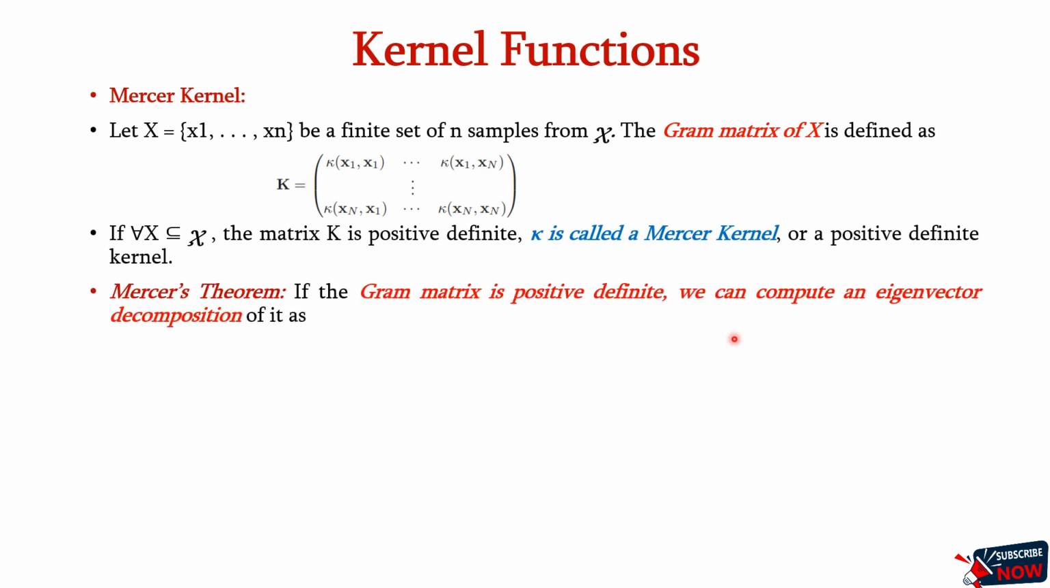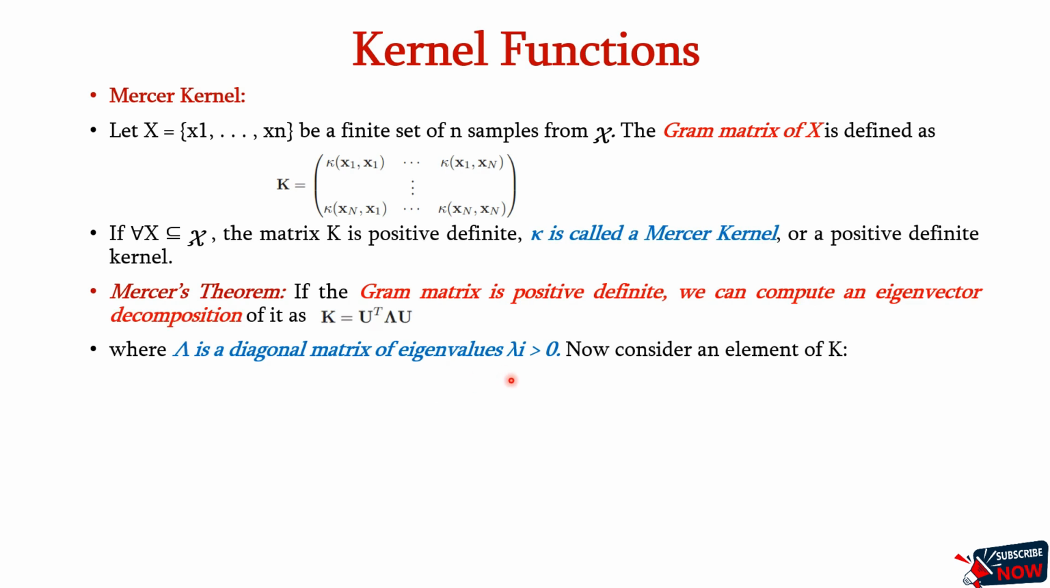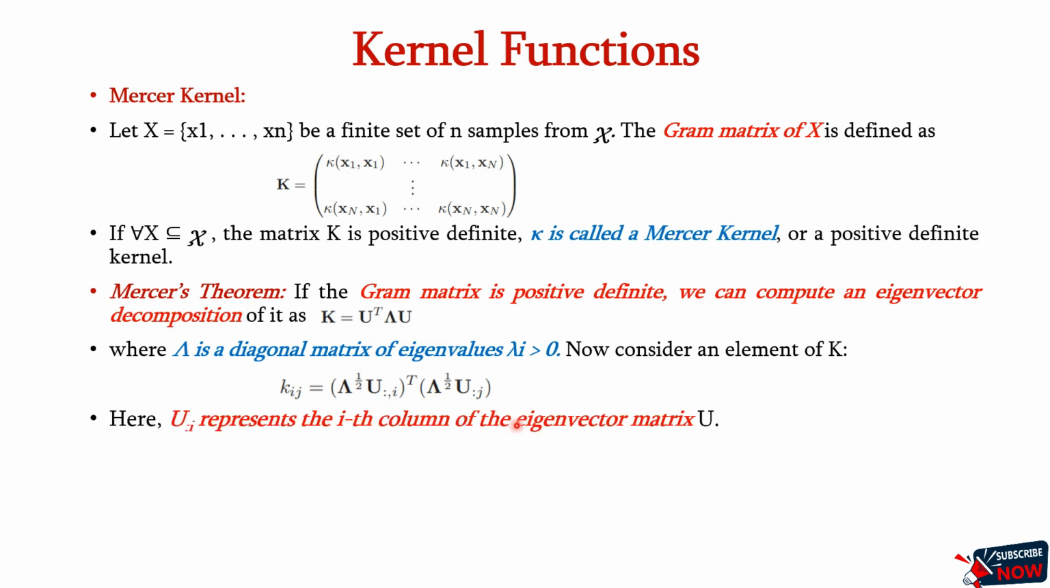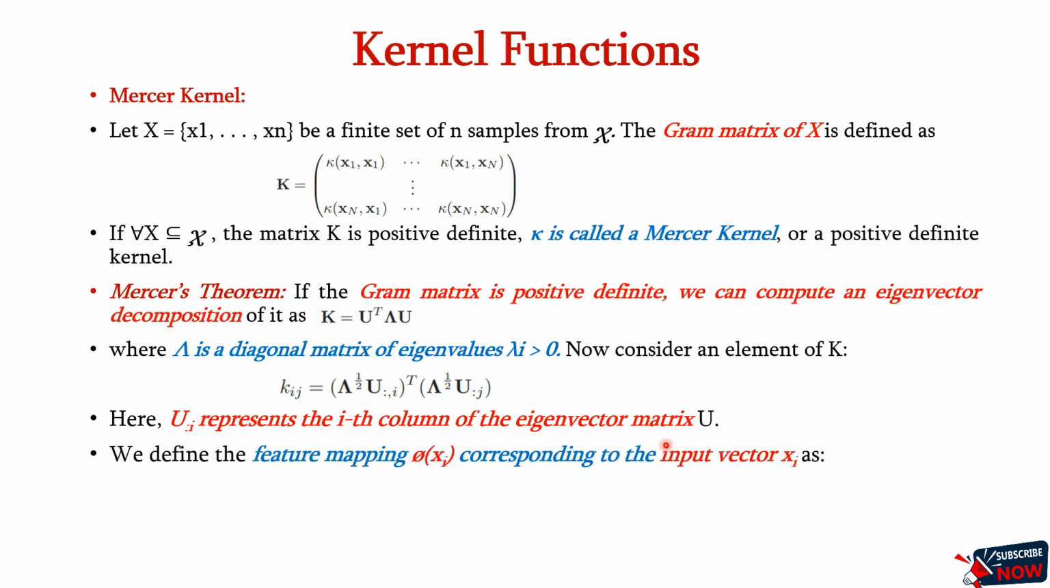We can express this Mercer kernel using Mercer's theorem. If the gram matrix is positive definite, we can compute an eigenvector decomposition of it as shown in this equation, that is K is equal to U transpose into diagonal symbol U. So this symbol indicates the diagonal matrix of eigenvalues where lambda is greater than 0. Now if we consider an individual element of K, we can represent it as Kij is equal to diagonal matrix of Ui transpose into diagonal matrix of Uj. Here Ui represents the ith column of the eigenvector matrix U. Similarly Uj represents the jth column.